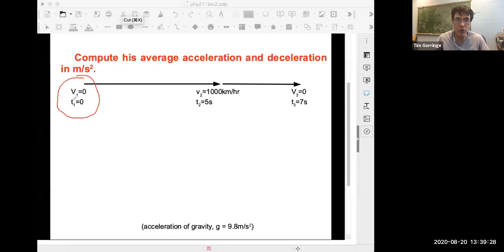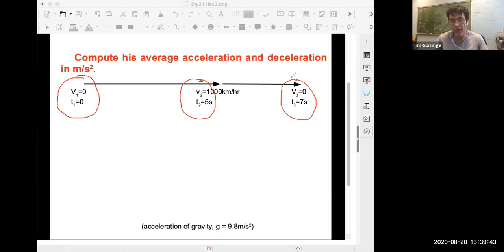Here's his initial coordinates. Time is 0, and the initial velocity is 0. I labeled them T1, V1. Here's the intermediate coordinates. Took 5 seconds. He's now traveling at 1,000 kilometers an hour. I called them V2, T2.